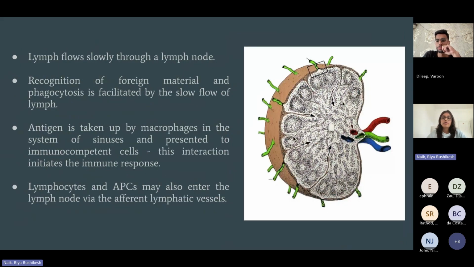The flow of the lymph is pretty slow, and that is because, like I said, this part of the sinuses of the lymph node has macrophages and other cells, which are responsible for initiating the immune response. So the flow has to be really slow so that all of these cells can clearly check if there is any antigen present in the lymph. And if there is any antigen present in the lymph, it is taken up by the macrophages, and then it is presented to higher organs, which decide what to do with this antigen and what kind of immune response has to be initiated.